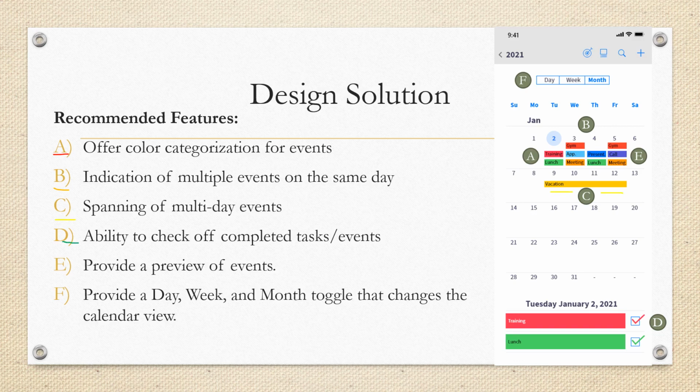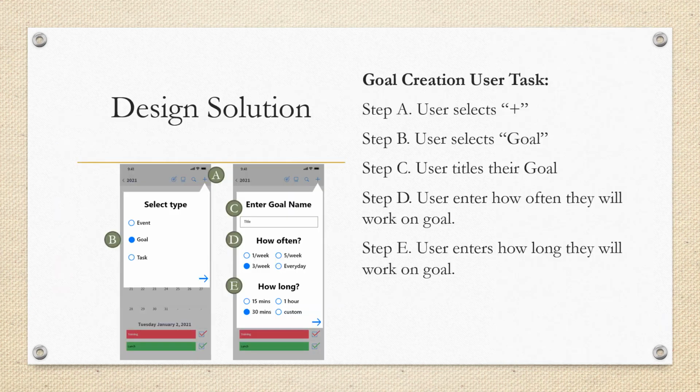D. The ability to check off when an event has taken place or when a task has been completed. E. Provide a preview of events. This increases users' visibility while decreasing their cognitive load because they can spend less time having to determine which events are which. F is a toggle view, which allows the user to customize the system to their preferred view between day, week, and month. My next design solution is providing users the ability to create goals.